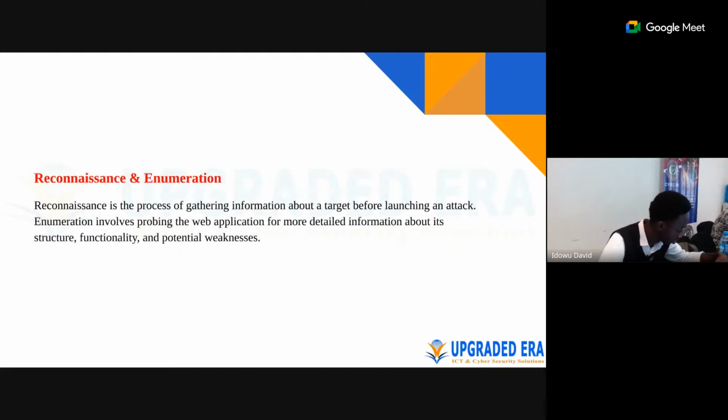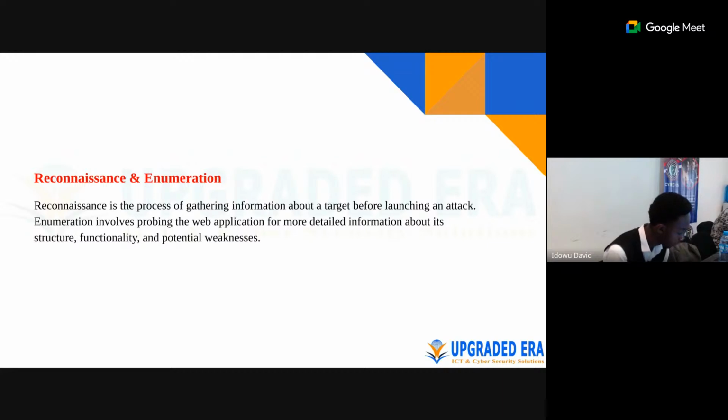Okay, so let's just take it right off the bat. First things first, what are reconnaissance and enumeration? Reconnaissance is the process of gathering information about a target before launching an attack. Enumeration involves probing the web application for more detailed information about its structure, functionality, and potential weakness. Both together form what we call the information gathering phase.